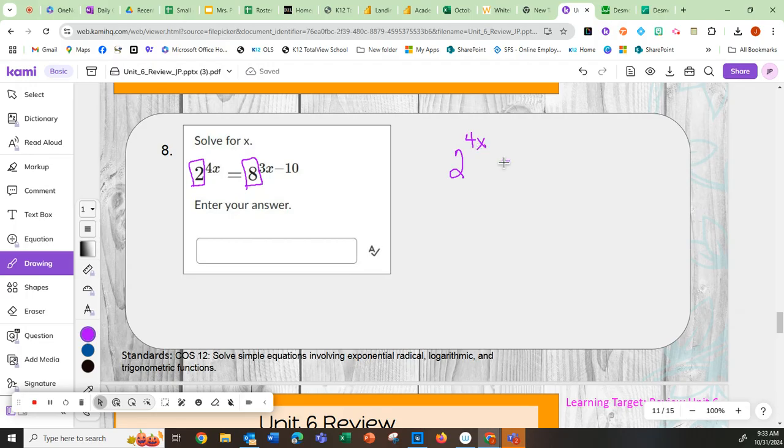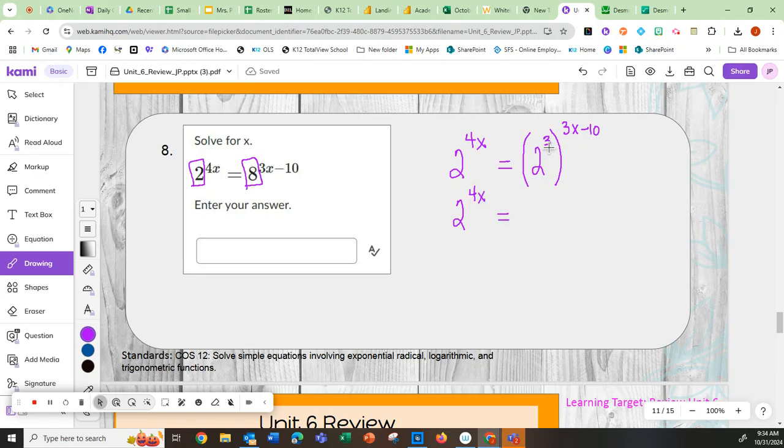So I'm going to leave the left-hand side just like it is, but then I'm going to replace 8 with 2 to the third power, because 2 times 2 times 2 is 8. So 8 is going to change into 2 to the third, and the reason that's helpful is now both sides are going to be in base 2. So what we have to remember is that 8, which we replace with 2 to the third, is being raised to another exponent, which is 3x minus 10. The left-hand side is as simplified as it's going to get.